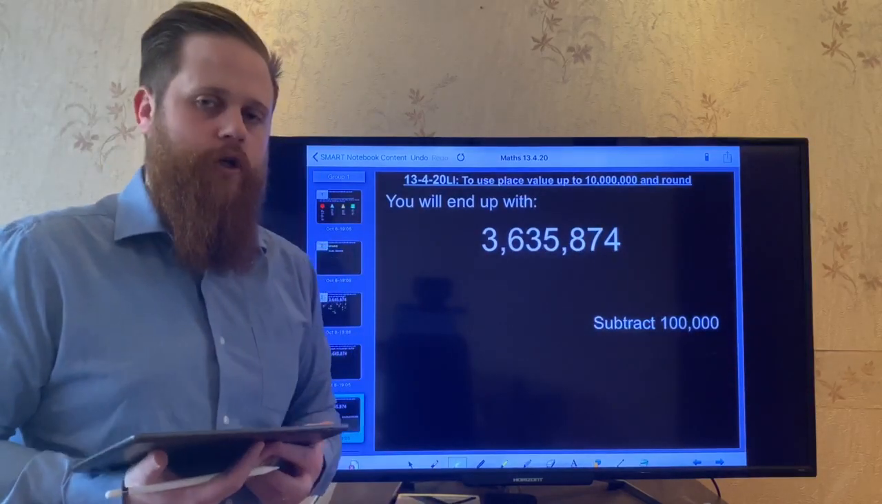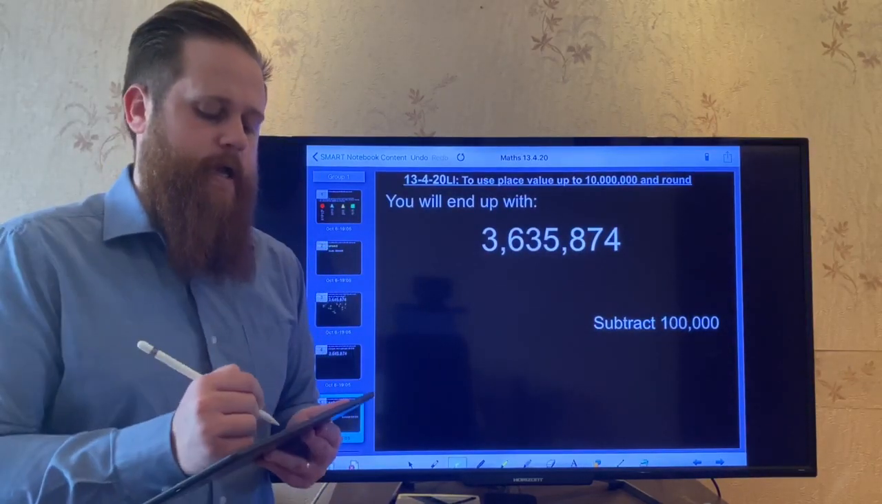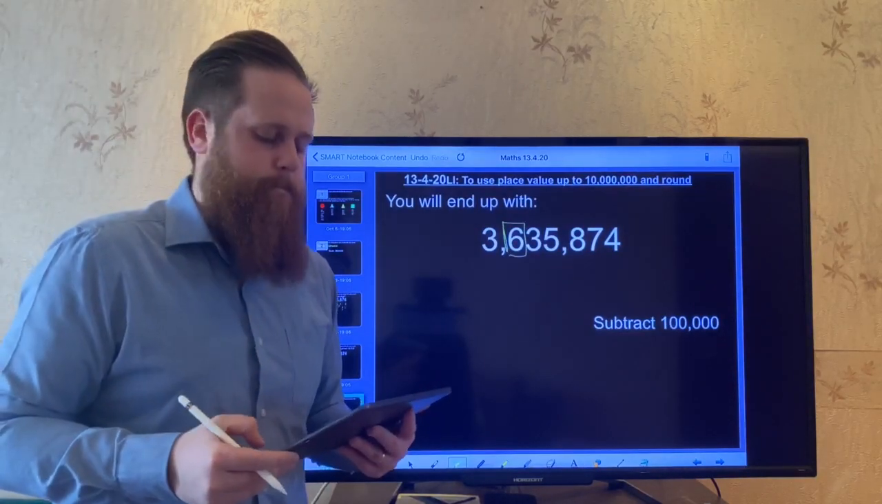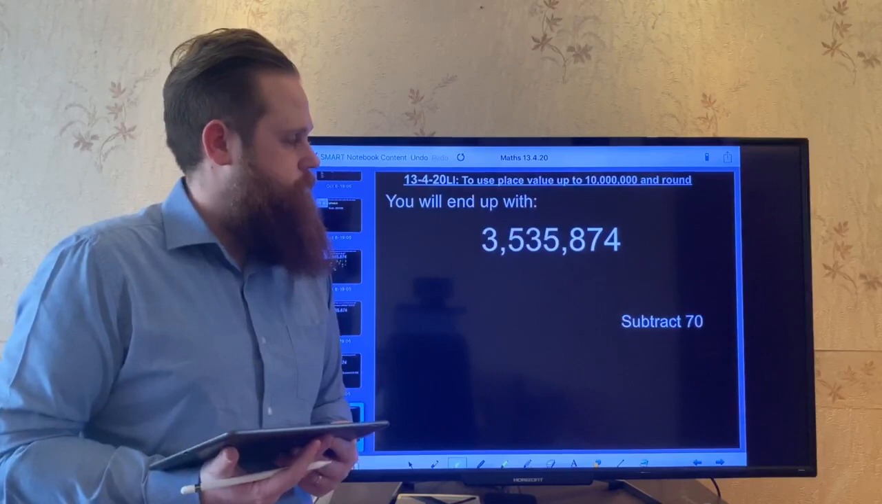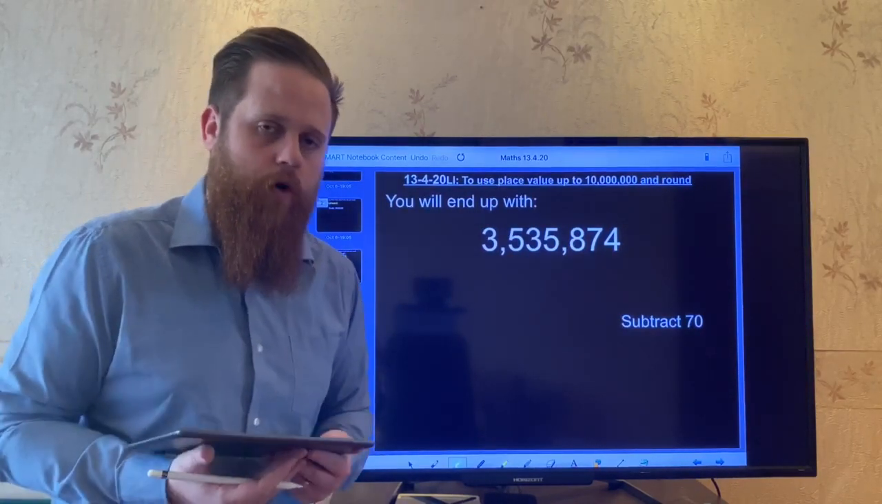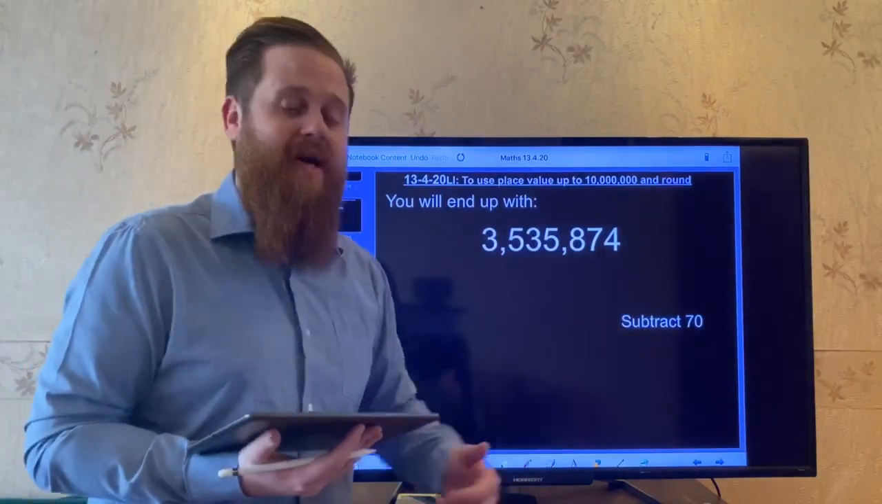Subtract 100,000. Again, you'll be looking at this column here. And of course, 3,535,874. Use your place value, subtract 70.